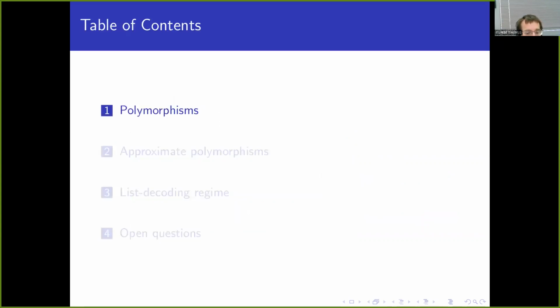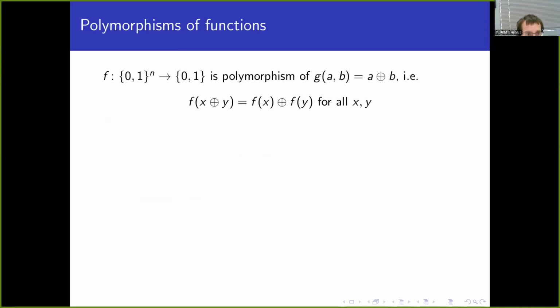Let us start with discussing exact polymorphisms. Here's the statement we considered above: f of x XOR y is equal to f of x XOR f of y for all x and y. Another way of stating this is saying that f is a polymorphism of the function g of a, b, which is equal to a XOR b. In this case, if this happens for a function f, then the function f is an XOR.